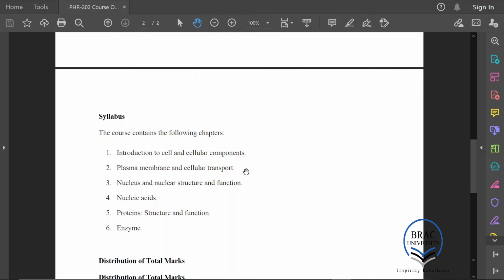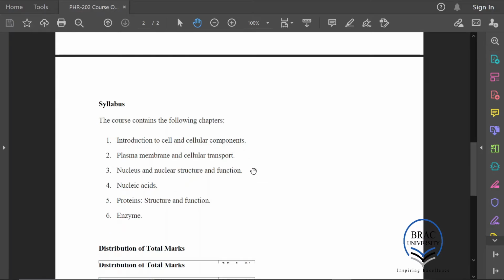The second chapter is plasma membrane. Every cell has a plasma membrane, and the function of the plasma membrane is very important because it allows movement of different types of molecules inside and outside the cells. There are a lot of transport proteins embedded within the plasma membrane, and they have very important functions, and we will learn about those in detail in this second chapter.